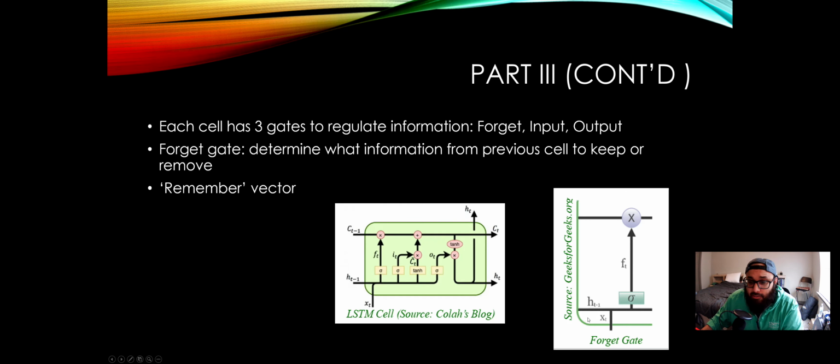In computing this remember vector, here's a close-up of the forget gate. It takes the two inputs: the hidden state of the previous time step and the X input value of the current time step, and filters them through this sigmoid activation function. It then determines the remember vector, shown here as ft, which becomes the output of the forget gate, and also becomes the input of the very next input gate.